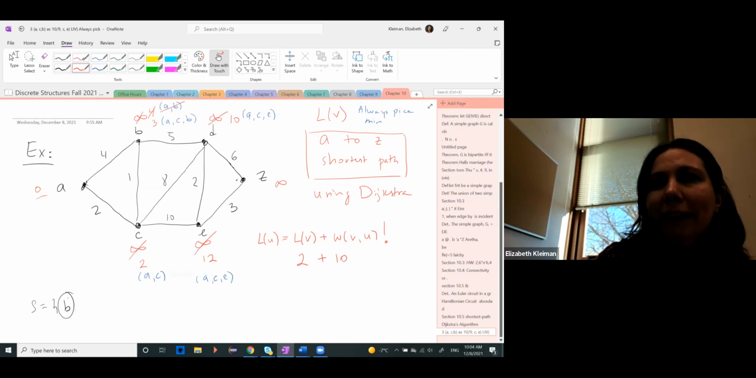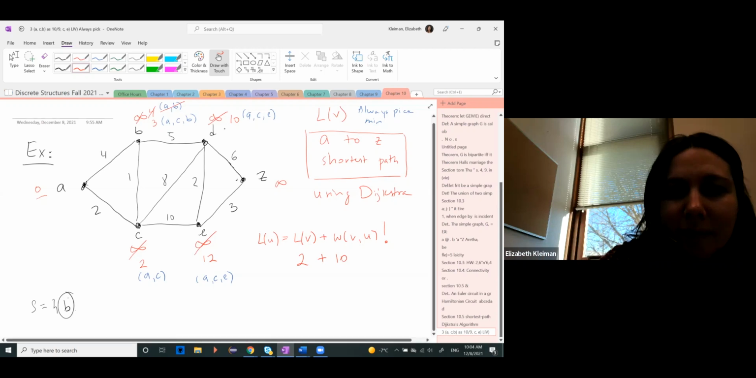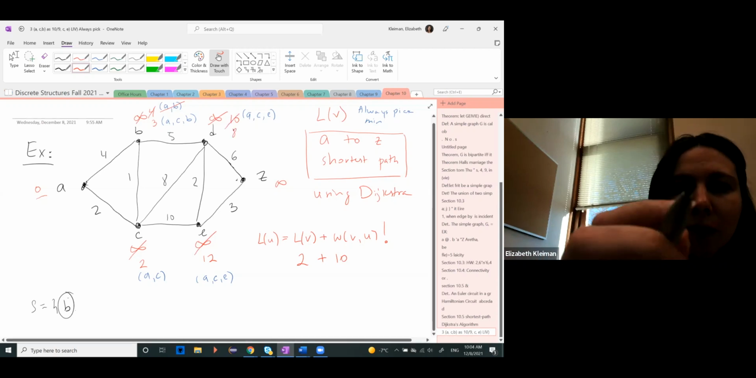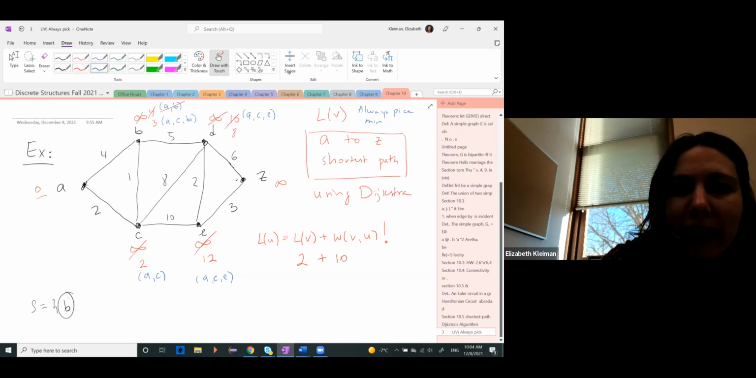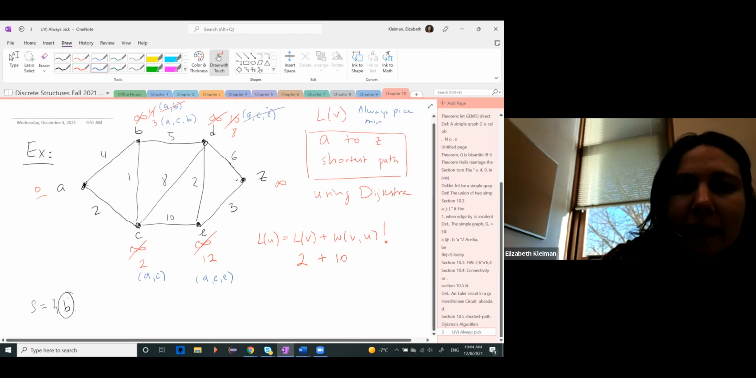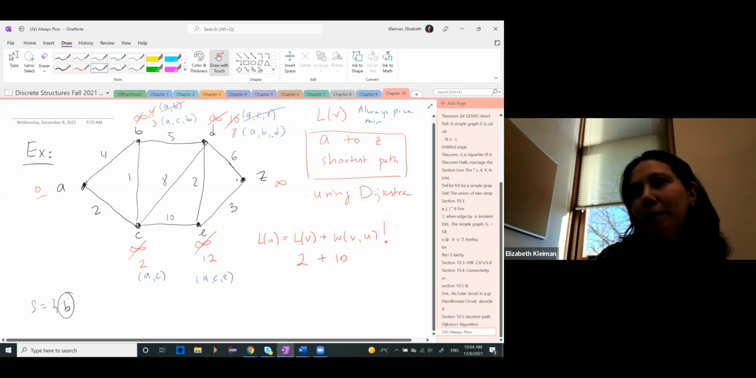is 8 better than 10? So we're going to fix it. We're going to say it's 8. So we are actually taking the path A, B, D to get here.